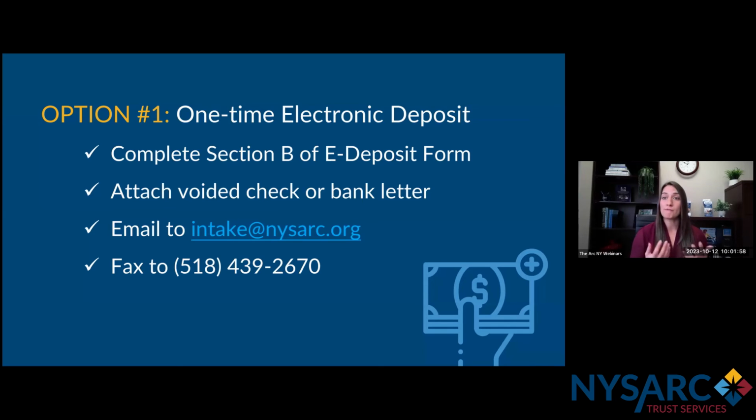We need a copy of a voided check from your bank account. That's what we use to verify your bank account and routing number. And if you're making deposits from a savings account where you might not have a check, send us a bank letter that verifies your account number and routing number. You can email this form with your joinder agreement and supporting documents to intake@nysarc.org, or you can send everything by fax.